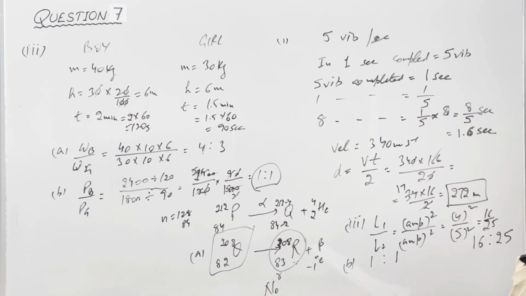Now, state one way by which the shrillness of sound can be increased. This is our D part. Shrillness can be increased by increasing the frequency, because shrillness depends on frequency only. So you can write by reducing the length of the string, by reducing the thickness of the string, or by increasing the tension in the string.